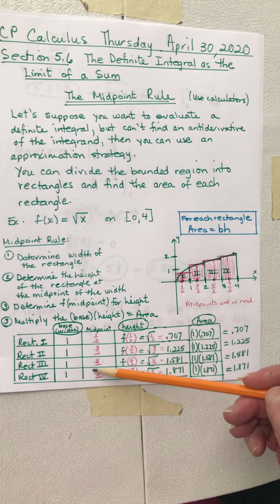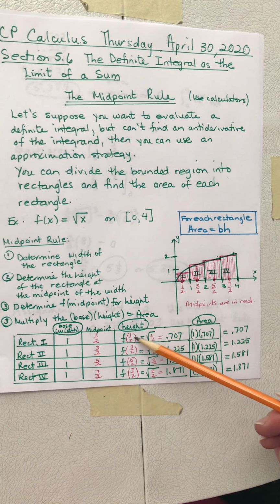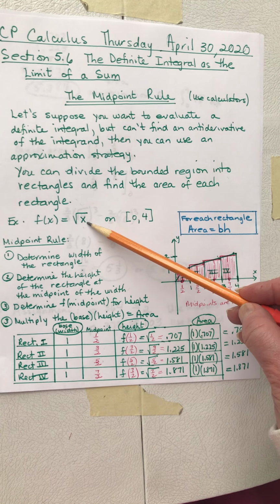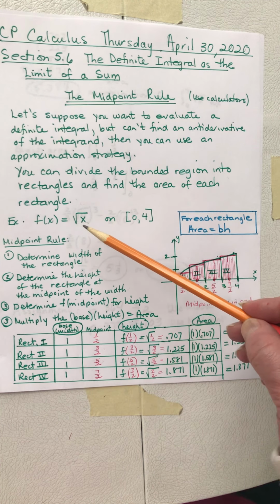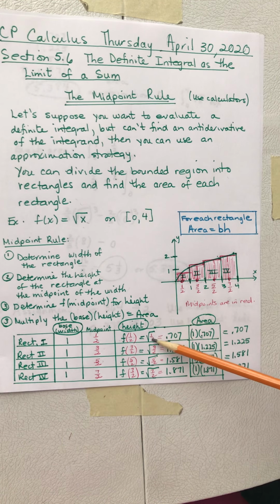So I take each one of these midpoints and I plug it into f of 1/2. So I'm going to plug it into the square root of x. And this is why you need your calculator. So the square root of 1/2 came out 0.707. So that was this midpoint. So that's the height of this rectangle right here.